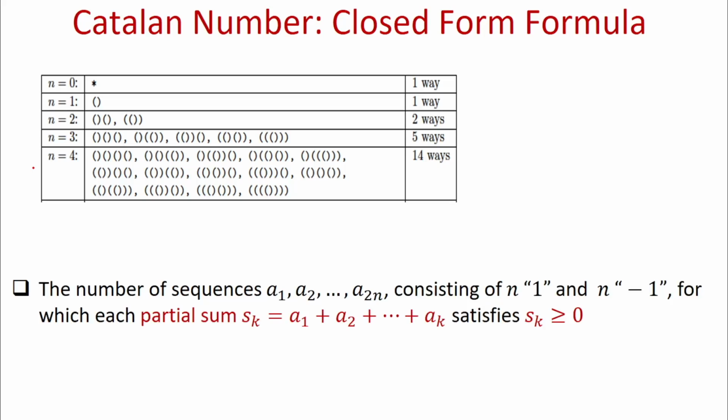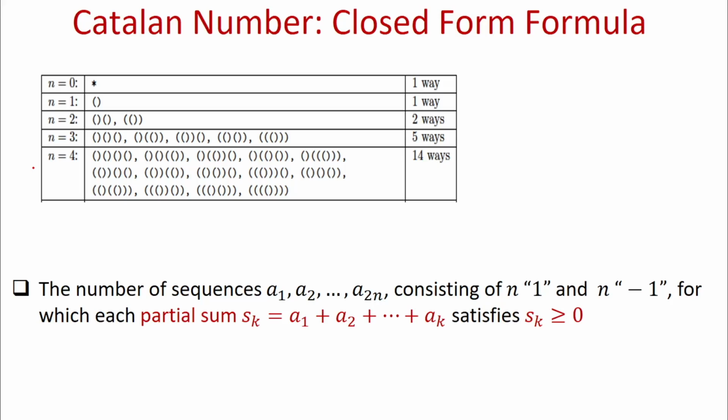So for that, what we are going to do is the following. We will introduce a third problem whose solution also will be the Catalan number. And then we will derive the closed form formula for our Catalan number by coming up with a number of solutions for this third problem. So what is this third problem? In this problem, we are given 2n values, a1, a2, up to a of 2n. And those 2n values consist of n ones and n minus ones, right? So basically it's a string of n ones and n minus ones.